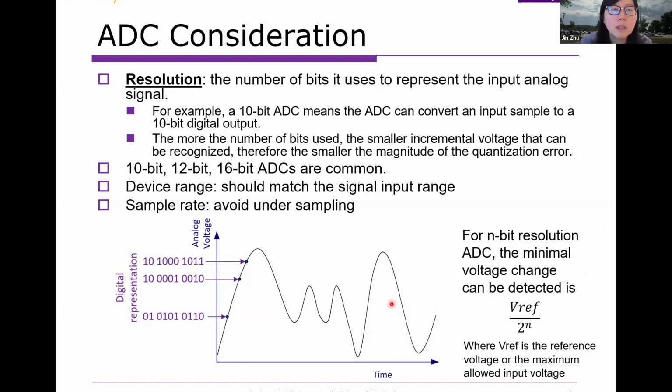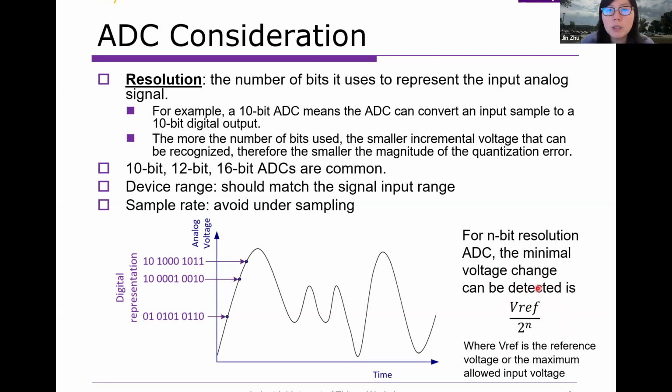The more bits you use, the smaller the incremental voltage that can be recognized, and the smaller the quantization error you can have. On the other hand, you're going to need more bits, which means more processing capability is needed, and the data needs more storage space. So for n bits of resolution of the ADC, the minimal voltage change that can be detected is given by this equation.